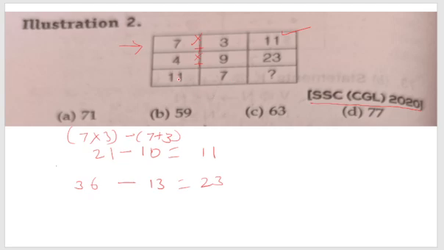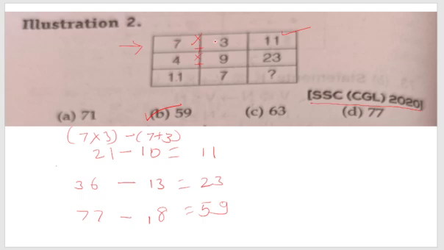So same logic we apply for this third row. So 7 into 11, 11 sevens are 77, and this 11 plus 7 is 18. So what we get, this 9 and 5, 59. So we will go with the B option, 59.